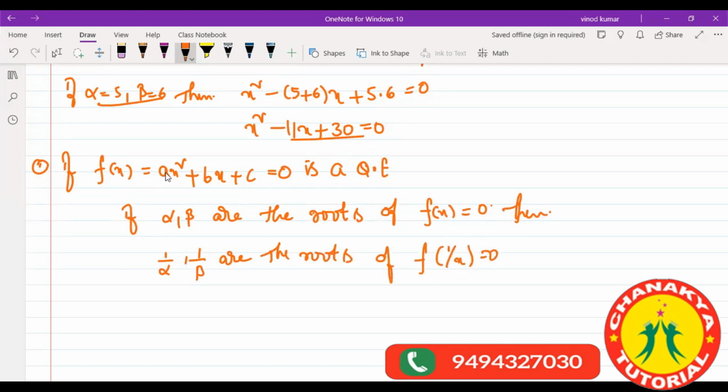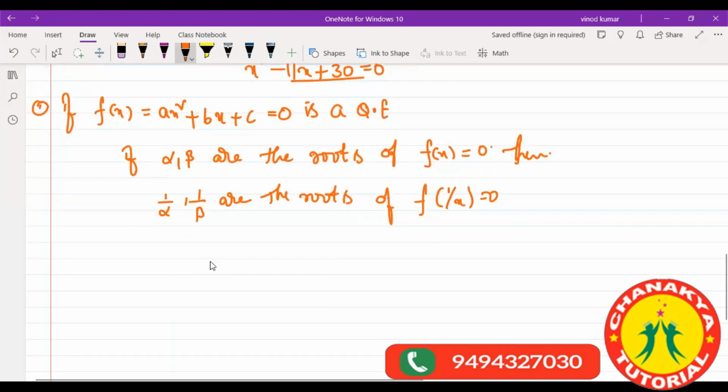In place of x we put 1 by x, that means a by x square plus b by x plus c equal to 0 has the roots 1 by alpha, 1 by beta. We are just taking the reciprocals of alpha and beta of f of x equals 0 and f of 1 by x equal to 0. Hope you understand this. Okay.